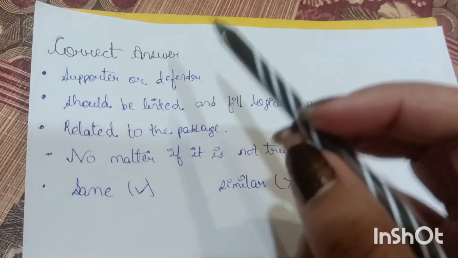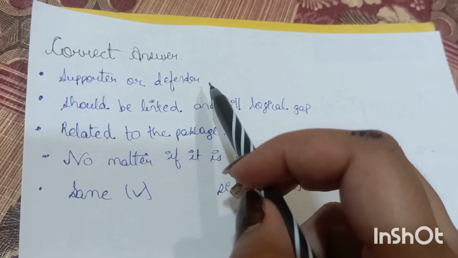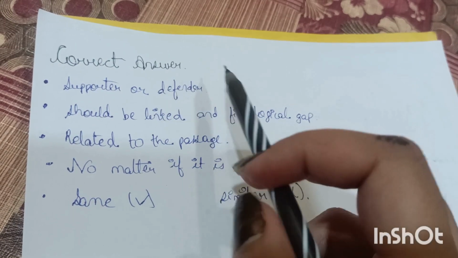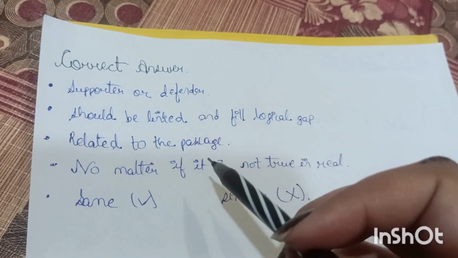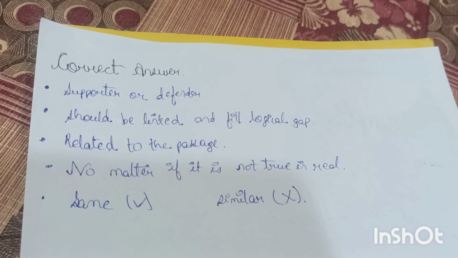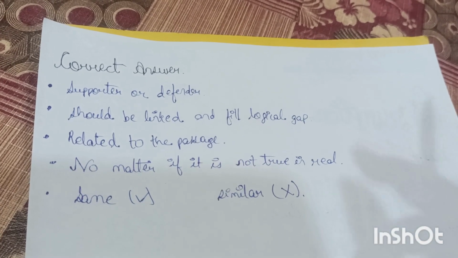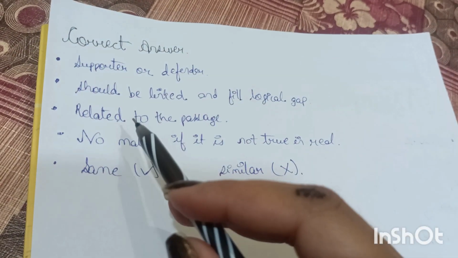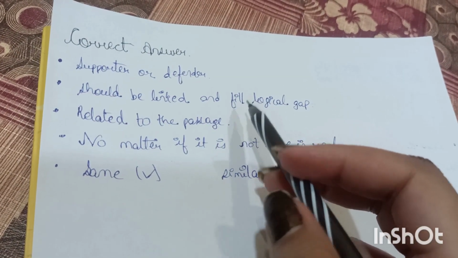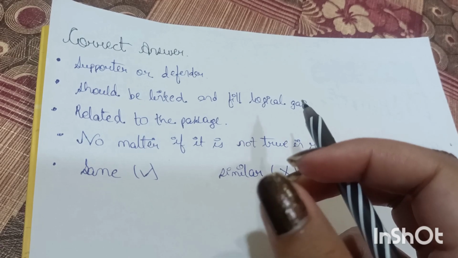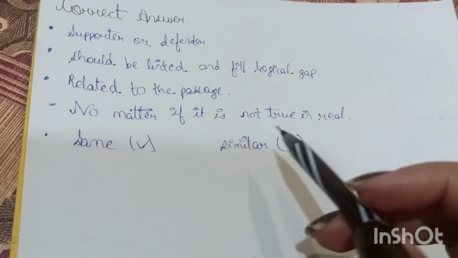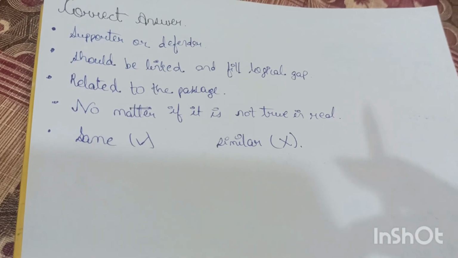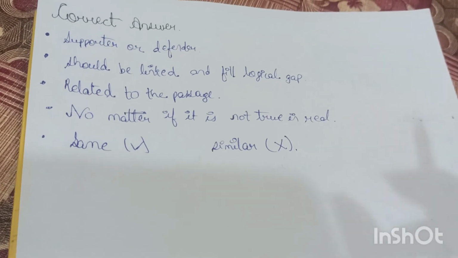So now let's see. The first pointer says that the statement that you have chosen as the correct answer should either be supporting or be against the passage. And the second one is that you should not assume anything that is not related to the passage. You have to choose the answers according to the passage. And the third one says the same, that it should be related to the passage. You should not choose anything beyond the passage. And there are some statements that are not true in real life, but according to the passage, it is true. So you can go for that statement.